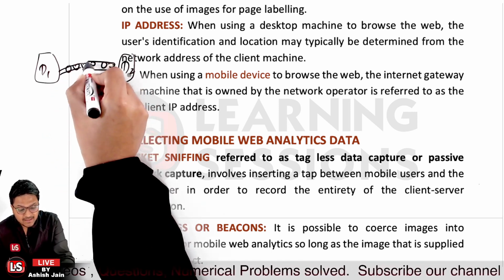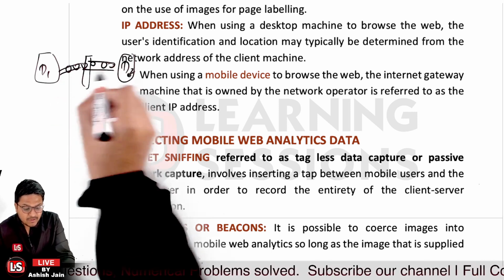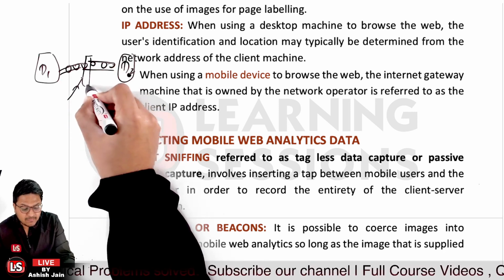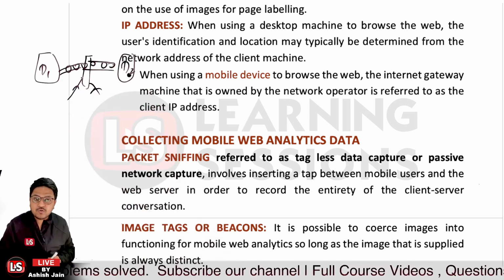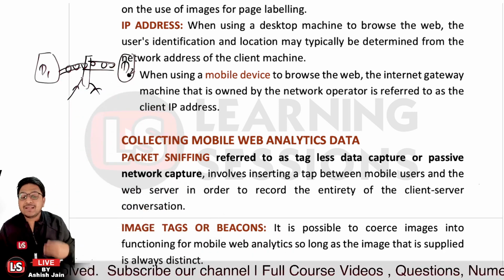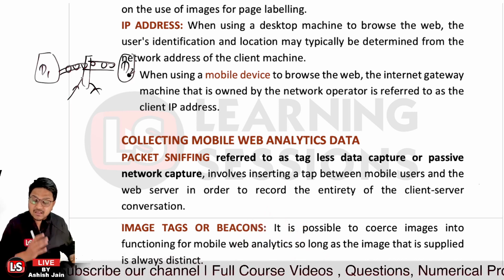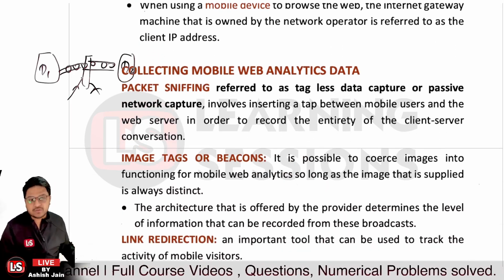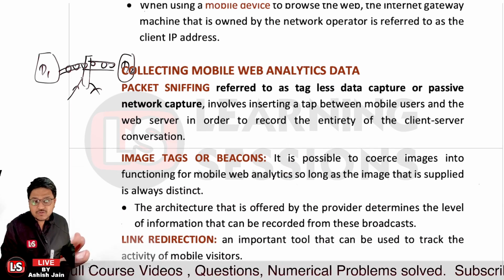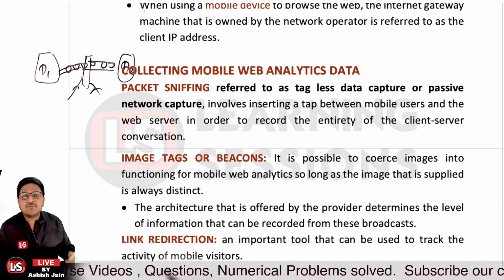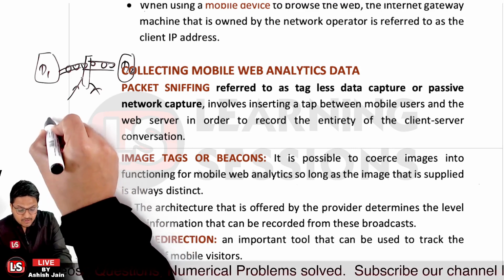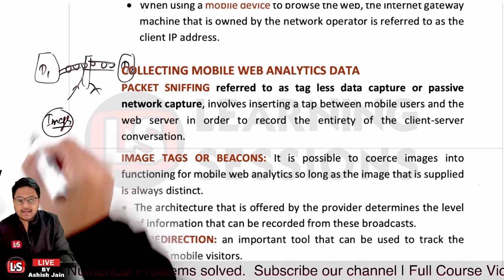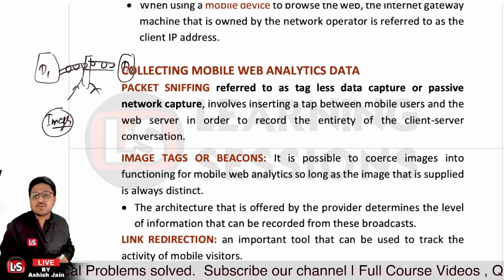And further, let's say something is in between the transmitter and receiver on the network, and it can sense whatever is being sent between the server and the consumer. They can look at what is actually being sent and what is actually being received by the server, right? And further, it's related to image tags or beacons. It is possible to coerce images into functioning for mobile web analytics. Basically, when you're sending images, other data is also sent along with them, in the form of image beacons, right?